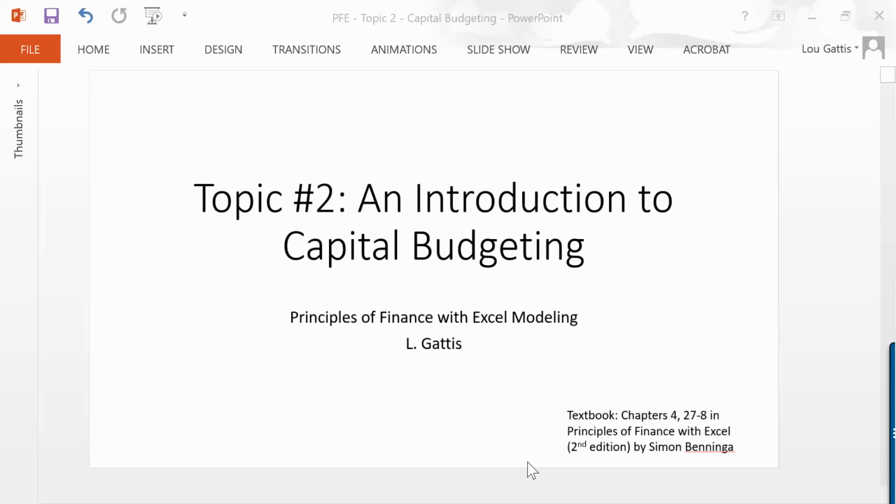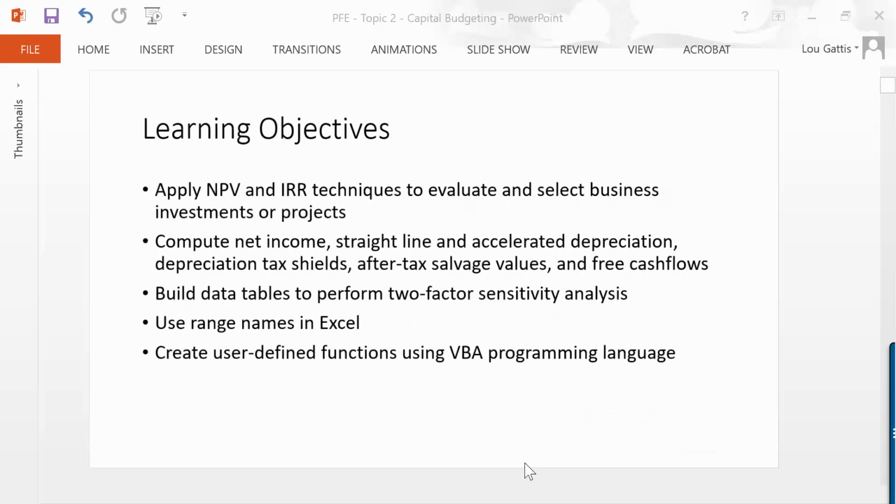Principles of Finance with Excel Modeling, copyright Lou Gaddis. Topic 2, an introduction to capital budgeting.